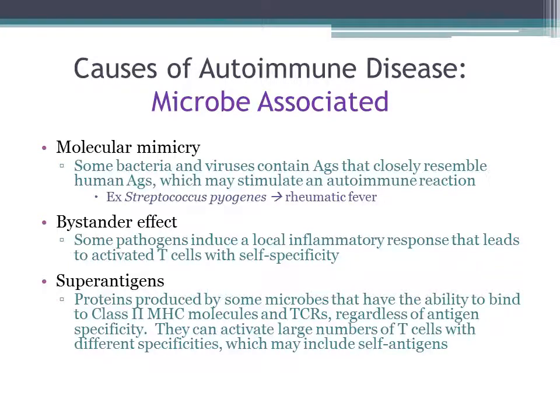Superantigens are proteins produced by some microbes that have the ability to bind to class II MHC molecules and T cell receptors regardless of specificity. They get the whole system really supercharged, if you will, and they can activate large numbers of T cells with many different specificities, some of which may be to self-antigens. An example of this is infection with certain strains of Staphylococcus aureus that produce enterotoxins, which can lead to the development of toxic shock syndrome.